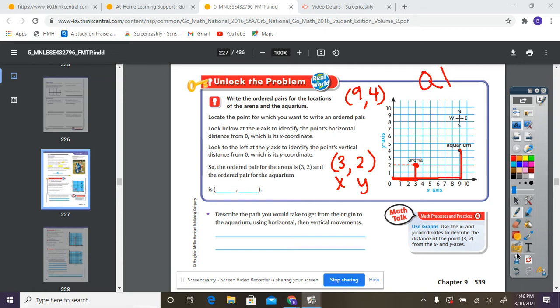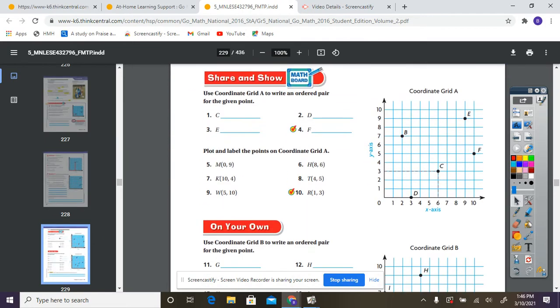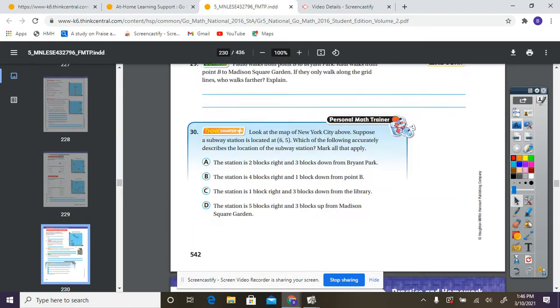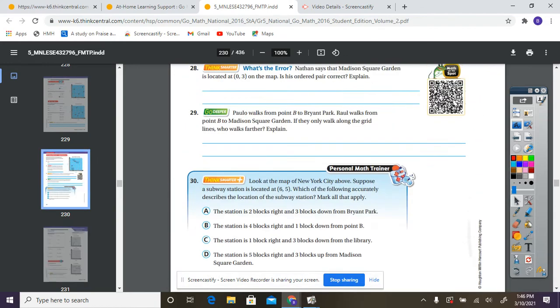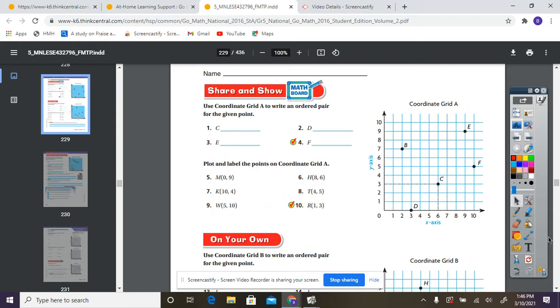Let's keep going. So let's move on down to the next page. This one's your assignment. So we will do one that looks just like it. So we're going to do numbers 1 through 10 together. They're asking us to write an ordered pair for the given points. So C, I went over 6 and I went up 3. So I would write (6, 3).